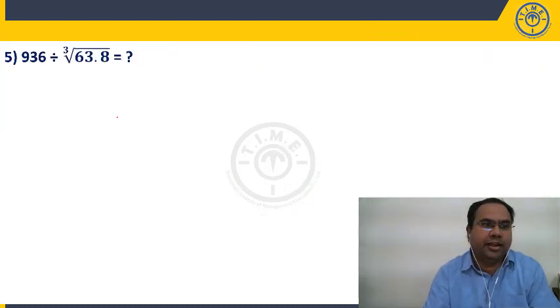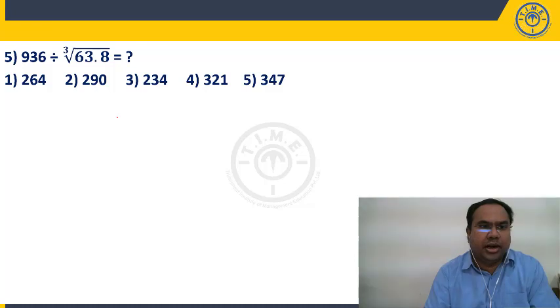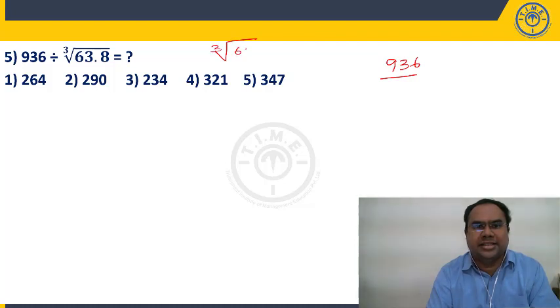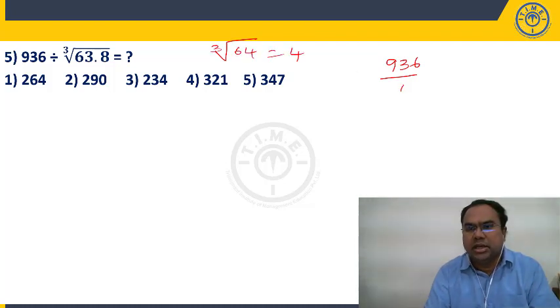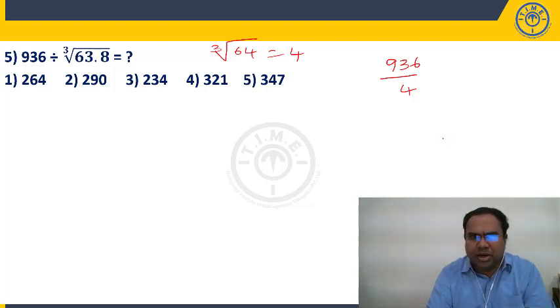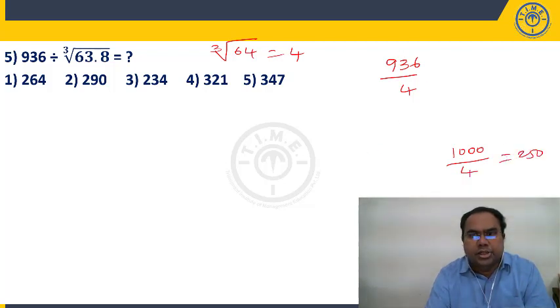Right? Question number 5 on your screen, students. So 936, this is easy. 936 divided by the cube root of 63.8, I'll take it as 64, that is nothing but 4. So here 936 by 4. Now see, I'll tell you one simple point. Just look at the answer options. How much is 1000 upon 4? 250. So 936 by 4 should be less than 250.